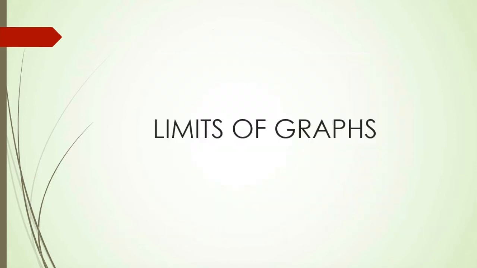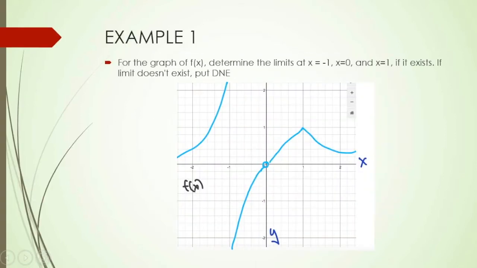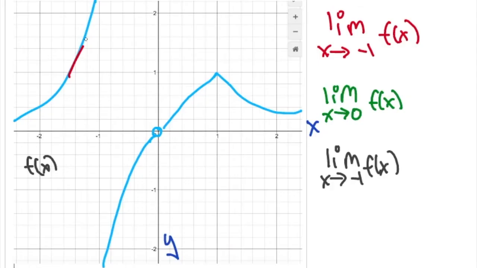Let's take a look at some examples where we find limits based on graphs. Find the limit of f of x, as x approaches -1, 0, and +1. If the limit does not exist, put dne. The left-hand limit as x approaches -1 is positive infinity, while the right-hand limit is negative infinity. Therefore, the limit as x approaches -1 does not exist.